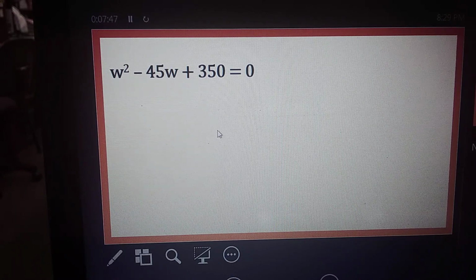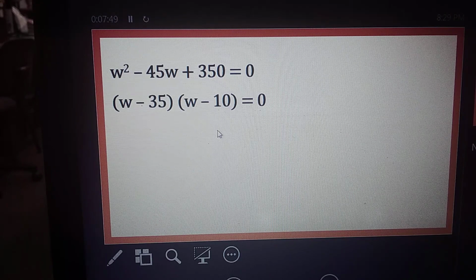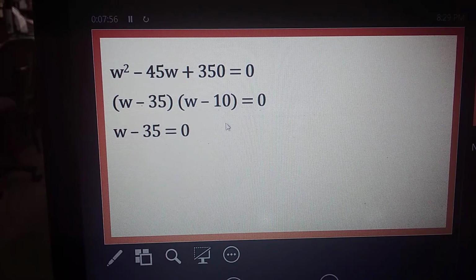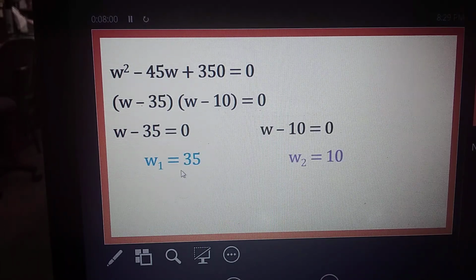Okay, so we factor that. That's W minus 35 and W minus 10. Equate the first factor to 0 as well as the second factor, and then solve for W here. That's 35, and the second one is 10. Now, between the two, I would use 10 to be the width because technically, as you learned in elementary, the width is shorter than the length, or the length is longer than the width. It's not because purple is my favorite color though.